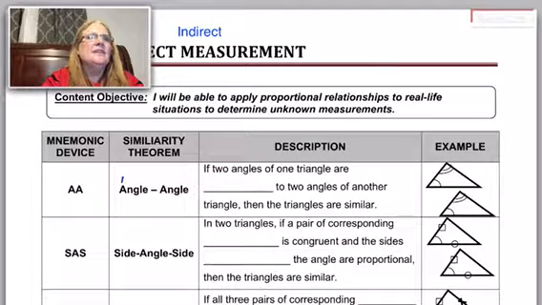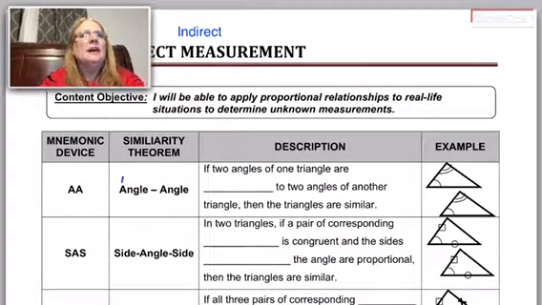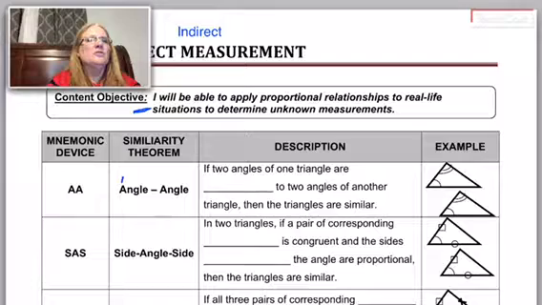The name of this lesson is Indirect Measurement. It says, I will be able to apply proportional relationships to real life situations to determine unknown measurements.